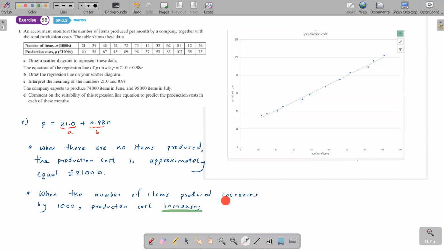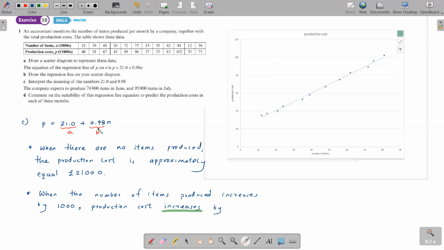For the x1 you didn't have to choose. For x, always say when x increases by 1 unit. For y, it increases or decreases, and you have to choose depending on the gradient. So production cost, or y, is increasing, or production cost increases by the gradient.